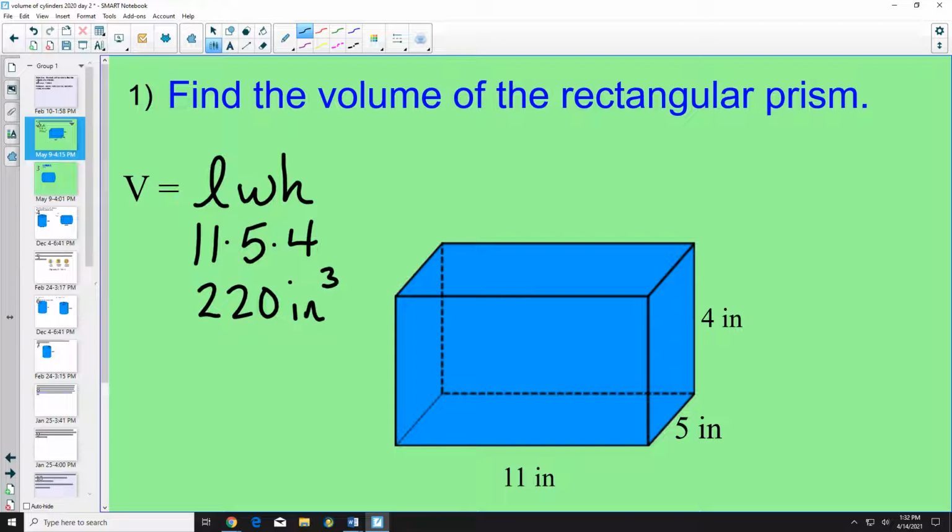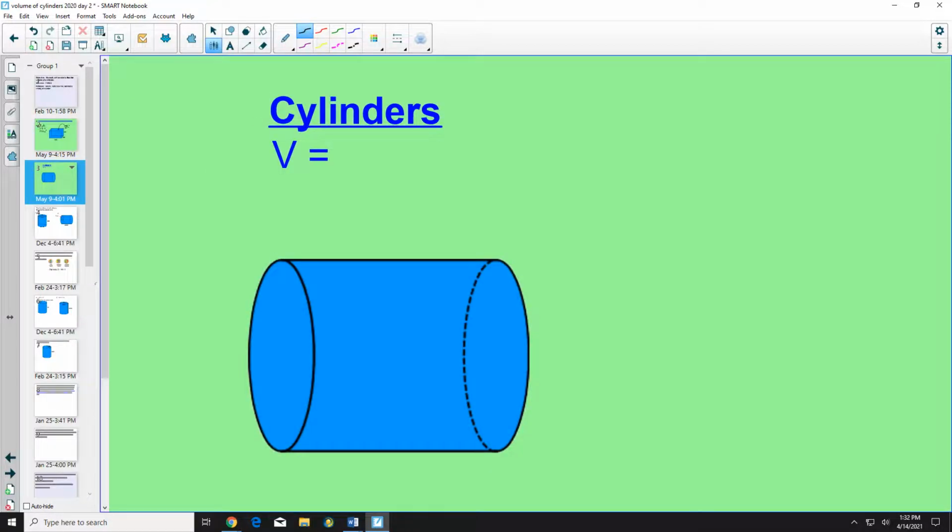The reason the label for volume is cubic inches is because we're measuring what fits on the inside. That means 220 little cubes, 1 inch long, 1 inch wide, 1 inch tall, 220 of those will fit in the space inside. Today our focus is on volume of cylinders.